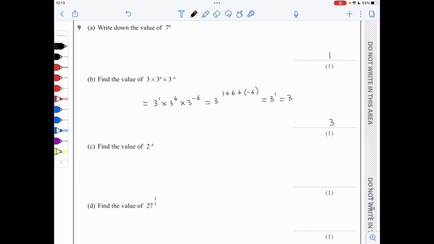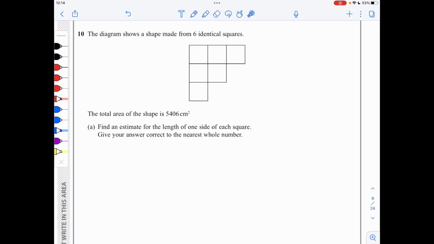In C, it's the value of 2 to the minus 4, which can be written as 1 over 2 to the 4, which is 1 over 16. And then for D, the value of 27 to the one third is simply the third root of 27, which is equal to 3. In question 10, we've got a shape made of 6 identical squares.